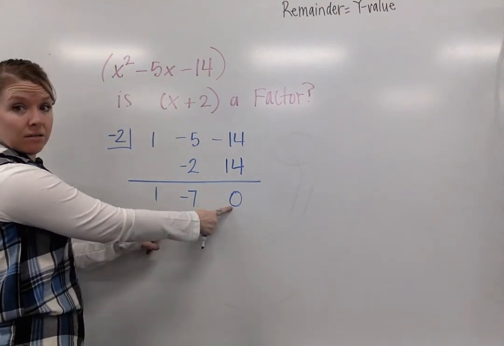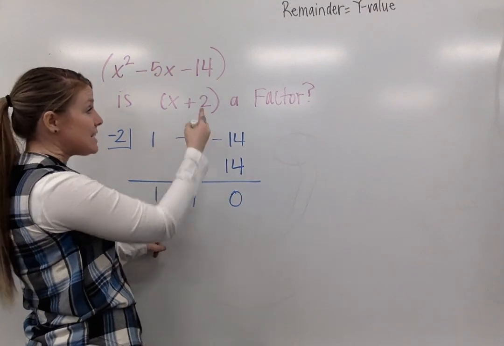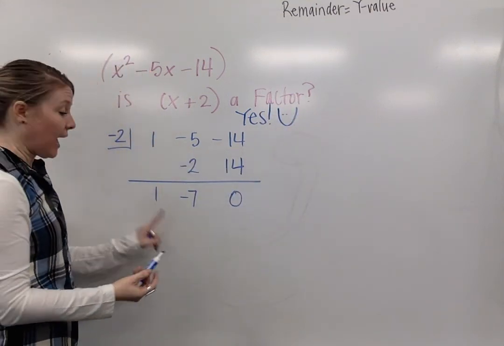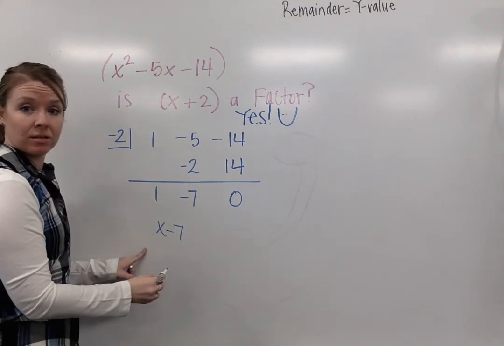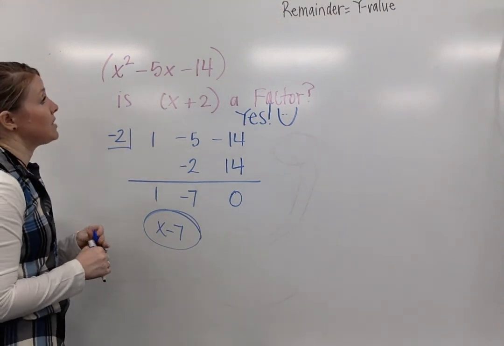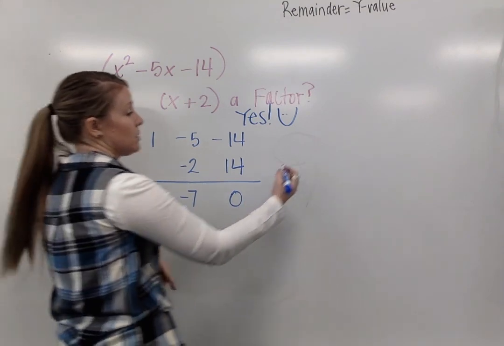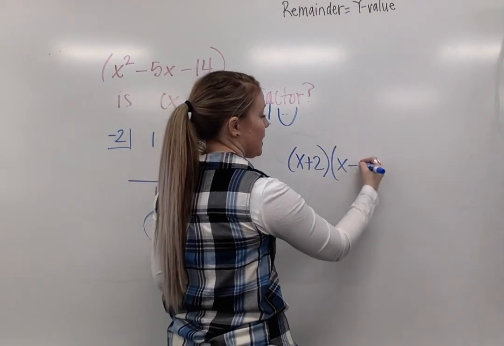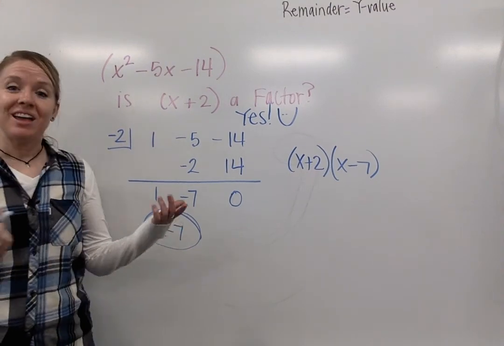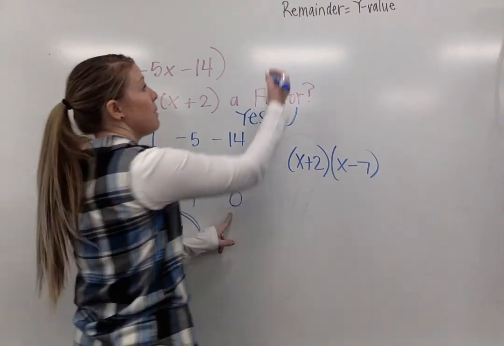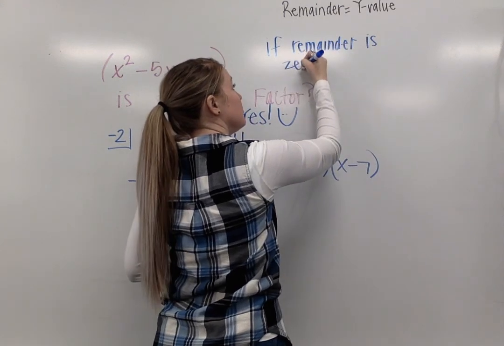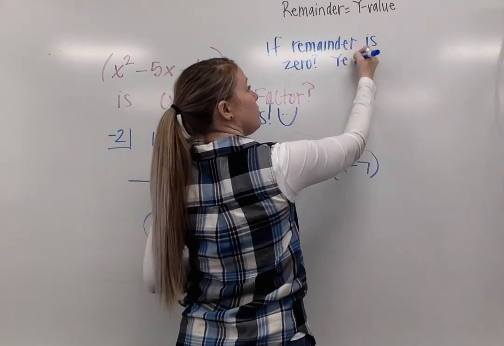Okay? If the remainder is 0, that means I have a factor. So is x plus 2 a factor? Yes, it is. Once we divide, right now we're left with x minus 7. X minus 7 is also a factor of my x squared minus 5x minus 14. So if we were to take those, x plus 2, and times it by x minus 7, it's going to take us back to our original quadratic. Okay, so this is the factor theorem. If the remainder is 0, then yes, you have a factor.